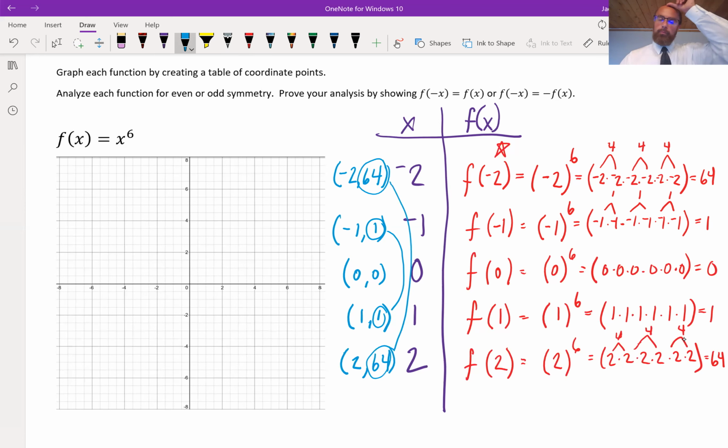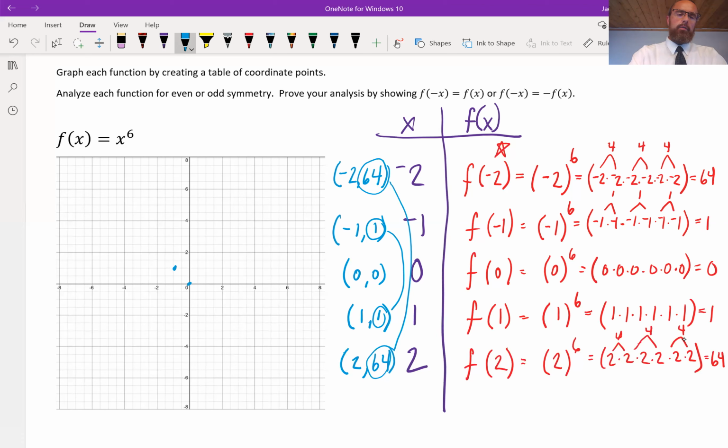And again, in a moment, we'll use that same idea when we go to say, is this an even or an odd symmetry function? First, though, we should graph. So when I go to graph -2, 64, that's off the screen. In fact, it's up above the room. So I'm going to just understand that I've got -2, 64 in my table. I can't really represent it well on the graph.